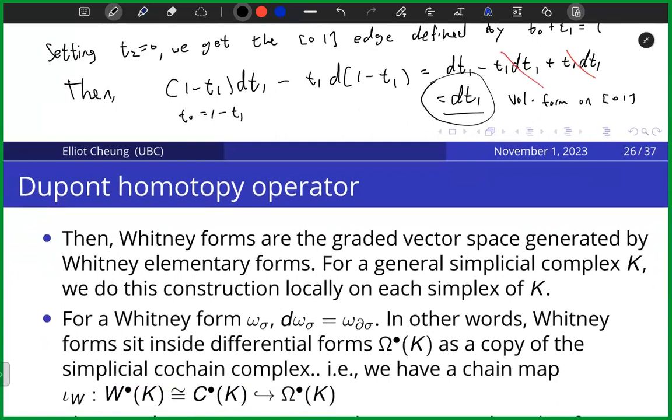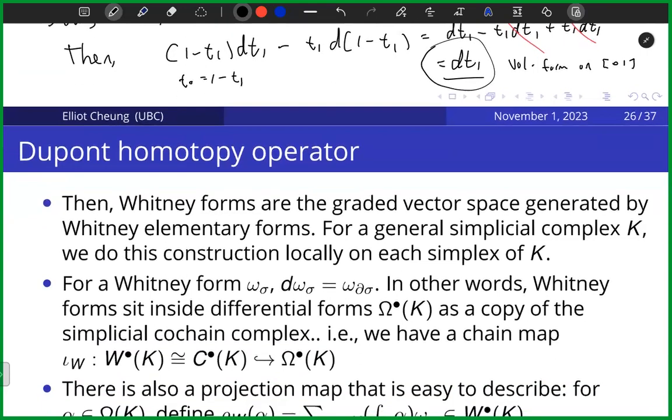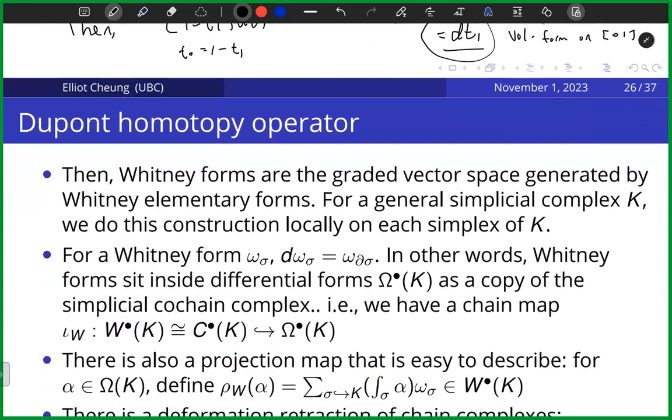So you can identify Whitney forms as a copy of the simplicial cochain complex. And you have this chain map going from the cochains to differential forms. Just remember that a cochain is, if you take a face, you can evaluate a number, and these Whitney forms are essentially just constant differential forms on a given face, which are then uniquely extended to an interpolated form.